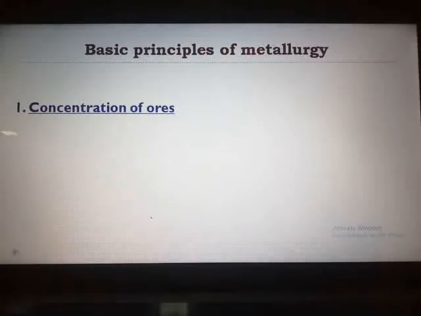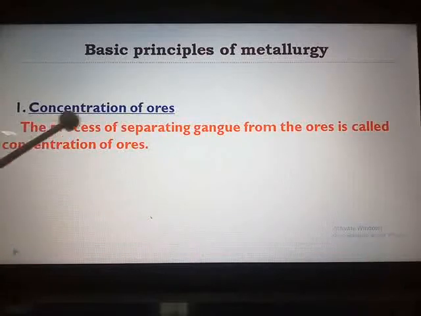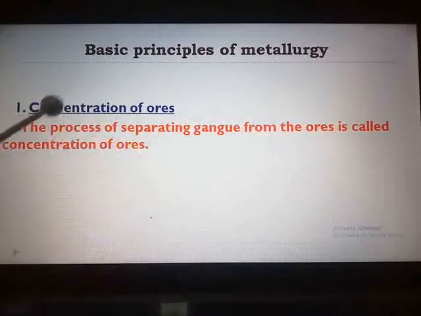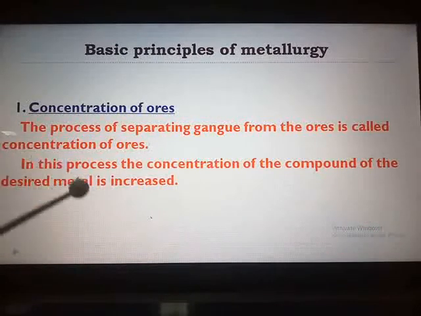What do you mean by the term concentration of ores? The process of separating gangue, meaning impurities, from the ores is called concentration of ores, and in this process the concentration of the compound of the desired metal is increased. Now there are various methods which are used for this purpose.